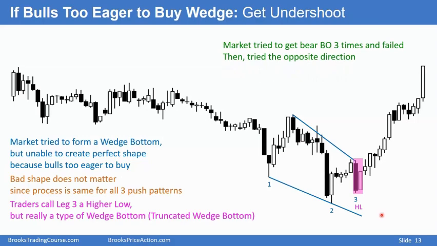The market tried to get a bear breakout 3 different times, here, and again here, and failed all 3 times, and then it decided to try in the opposite direction. That's exactly what happens in a wedge. The market makes 3 attempts down. However, typically the third push is below the second. All 3 fail. The market then decides it cannot go lower, so maybe it's gone too low already, and then it tries to probe in the opposite direction.